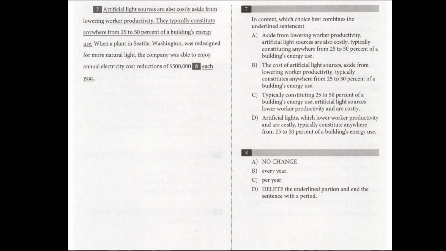Choice B breaks the flow of the sentence by introducing the caveat about reduction in worker productivity in the middle of the sentence. Choice C does not fully do justice to the order in which facts are expressed in the underlined portion. It, for instance, mentions the statistic about energy use at the beginning when the claim about the cost of artificial lighting is mentioned only at the end.